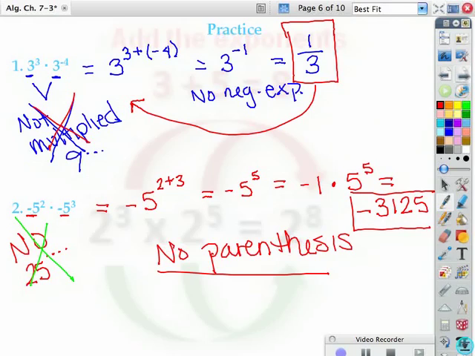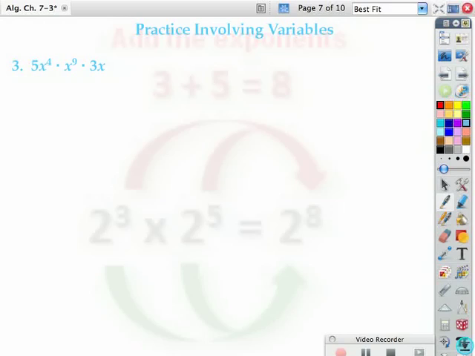Moving on, now I'll introduce you to the variables. If you pull variables into this situation and you want to simplify this as much as possible, even though these are our only multiplication signs that we have in this problem, everything is being multiplied. So really this is 5 times x to the 4th times x to the 9th times 3 times x.